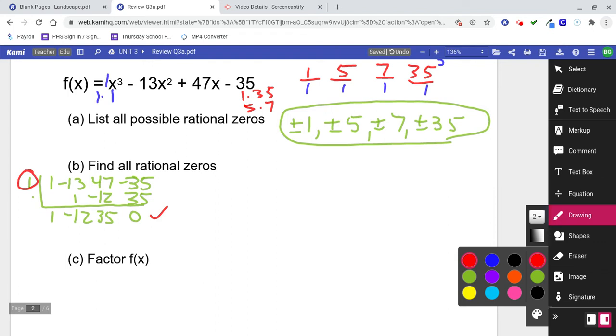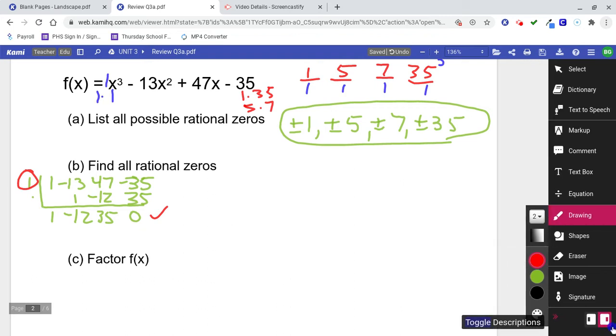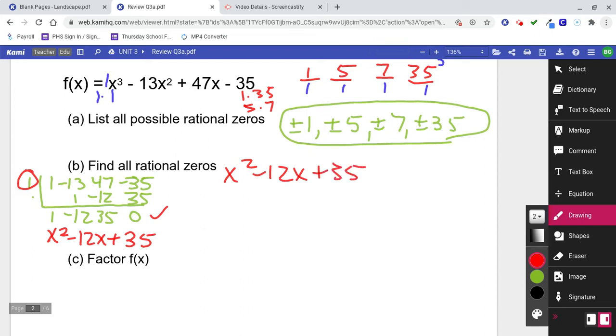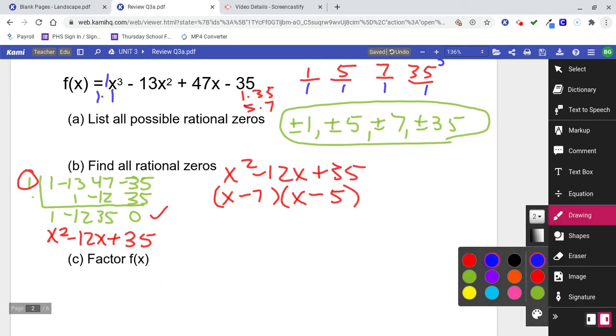I could keep going and try other numbers unless you notice that we've broken down the equation into a smaller polynomial, and I know how to factor that. If you look at x squared minus 12x plus 35, you probably know how to factor that. 2 numbers that multiply to 35 and add up to negative 12 would be negative 7 and negative 5. That gives me a zero of 7 and a zero of 5 to go along with my zero of 1.